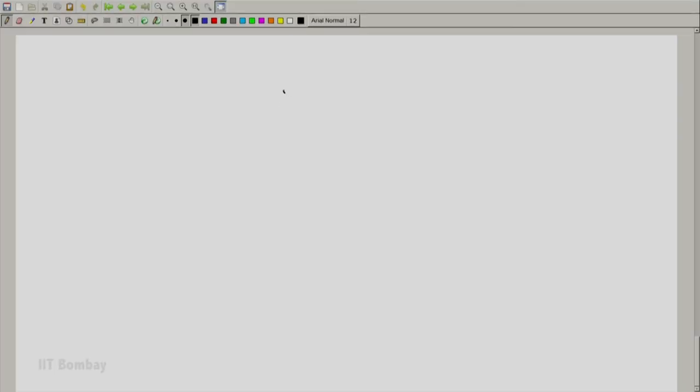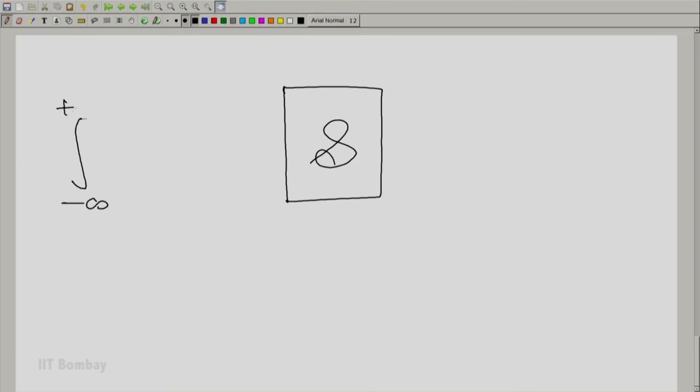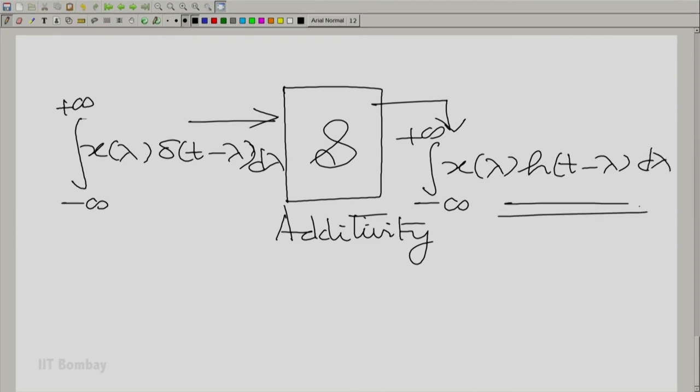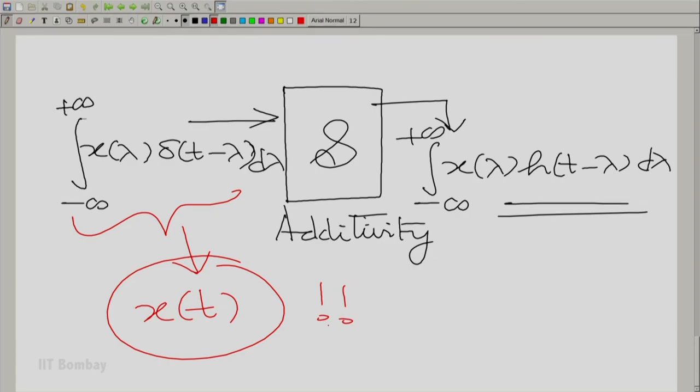So, what we are saying is, I have the same system, I apply to it the integral from minus infinity to plus infinity of x(lambda) delta(t minus lambda) d lambda as the input. And the system is additive. Additivity is now invoked. So, I should get the output, the integral from minus infinity to plus infinity of x(lambda) h(t minus lambda) d lambda. Now, this is a very, very important statement. What is this? This is just x(t). We have made a very profound statement. Let us spend a minute on it.